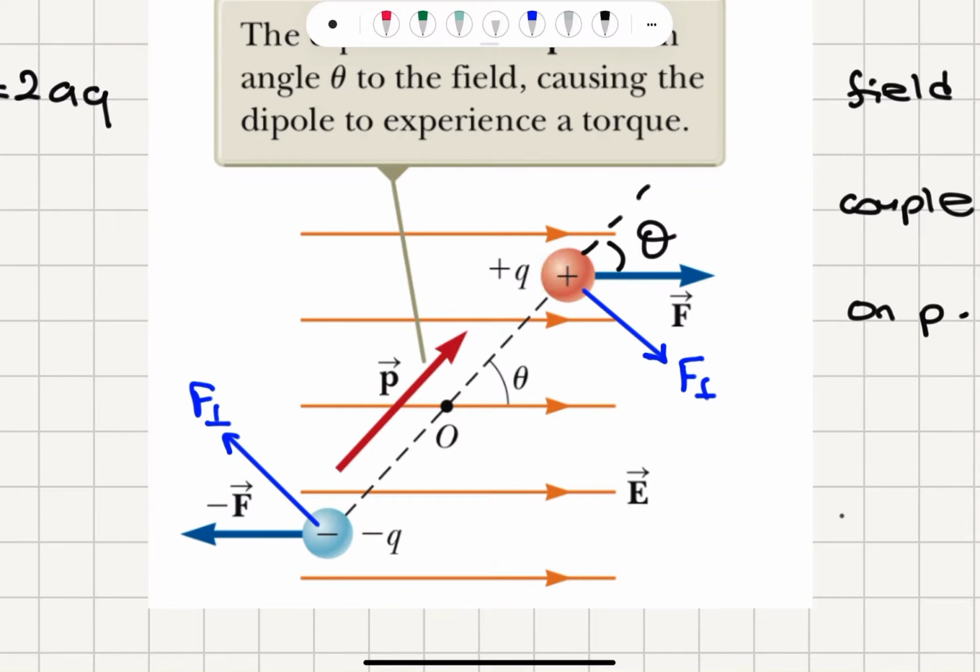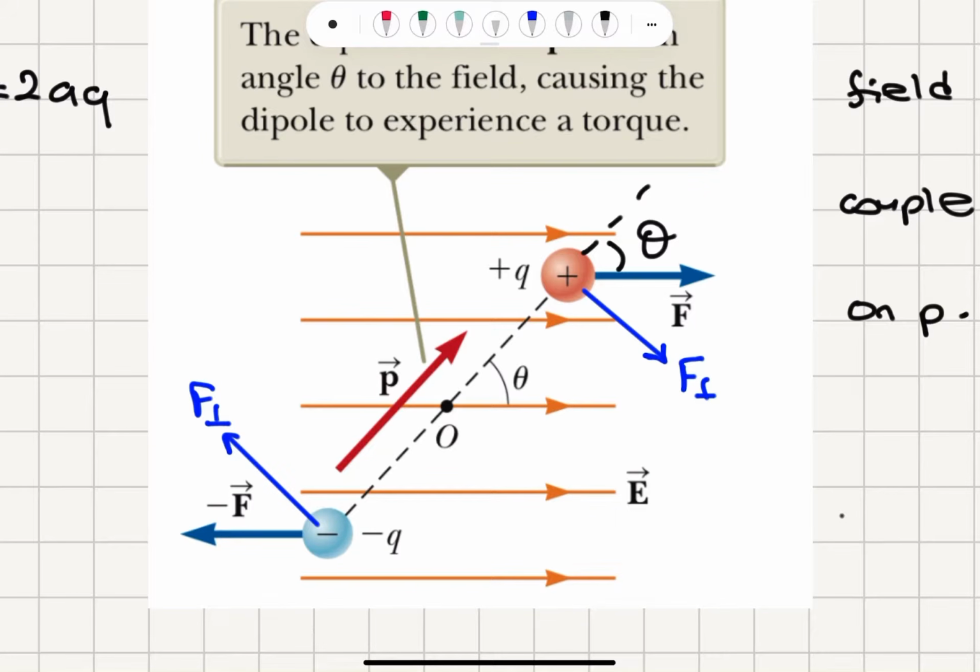minus q to plus q, as you can see here, at an angle theta with respect to this uniform electric field, you will see that the positive charge will feel a force F, which is q times the electric field to the right, and the negative charge will feel a force minus q times the electric field, so it's pointing to the left. And because there's an angle theta between the dipole moment vector and the electric field, this force is going to have a component which is perpendicular to the dipole moment vector, which I call F perpendicular.